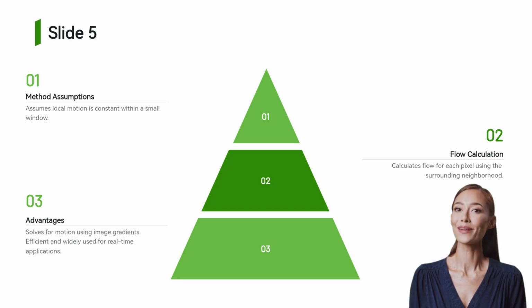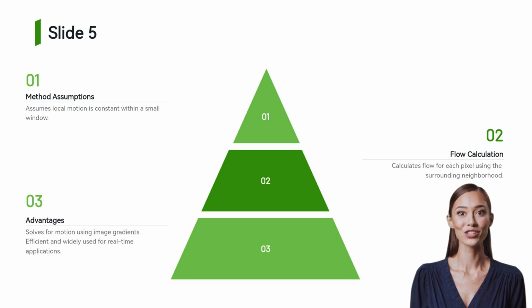The Lucas-Kanade method is one of the most widely used optical flow algorithms due to its simplicity and efficiency. It is based on the assumption that the motion of objects within a small neighborhood is constant. This allows us to approximate the flow for each pixel by solving a set of linear equations that are derived from the image gradients. In essence, for each pixel, the method estimates the flow by analyzing the motion of neighboring pixels within a local window.